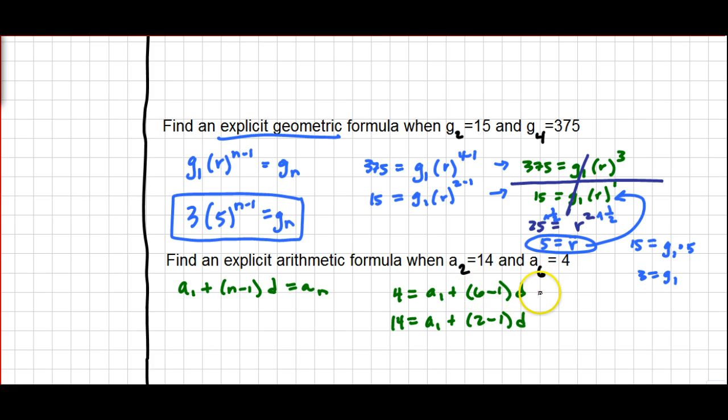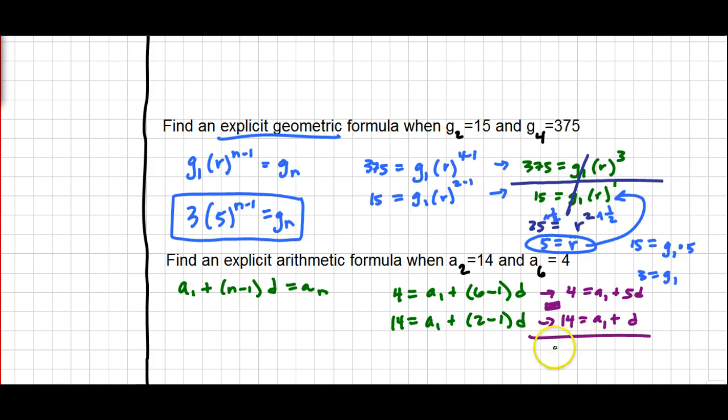6 minus 1 is simply 5. So we're going to get 4 equals a sub 1 plus 5d. Similarly, on the bottom equation here, 2 minus 1 is simply 1, so we just get d there. Now let's subtract the two equations from each other vertically.